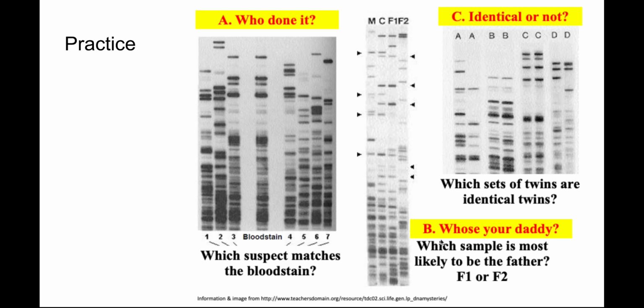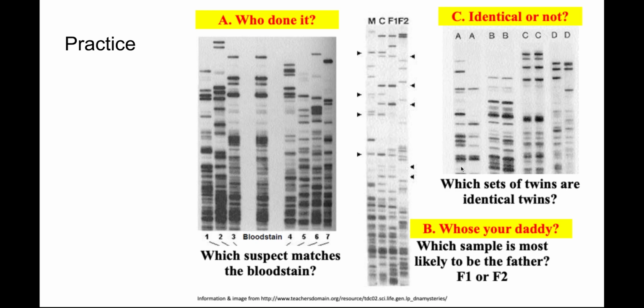Over here for B, we're looking to see which sample is most likely to be the father, F1 or F2. And we have the mom and the child. So you should see some similarities between the child and one of the fathers. You can see this match here. This matches with the mom. You can see this match here and here. So it appears that F1 would be the father of this child.